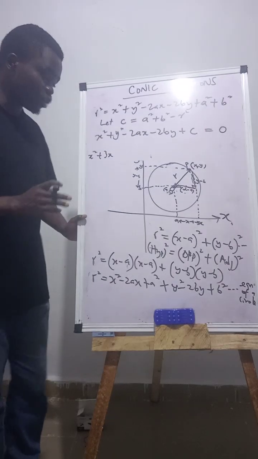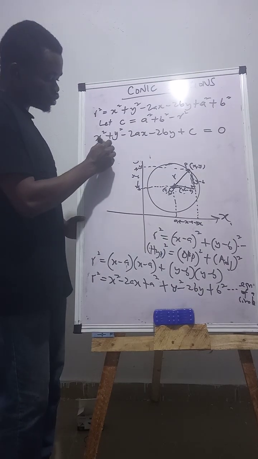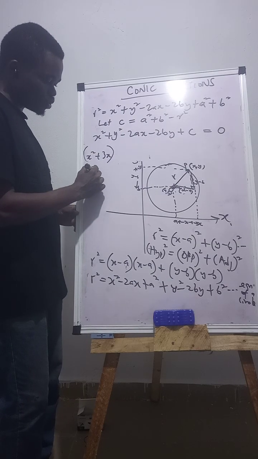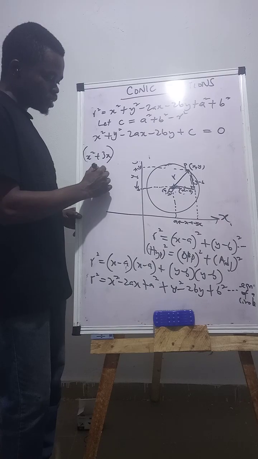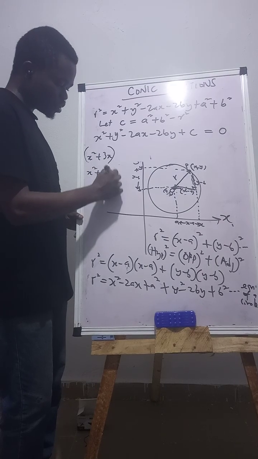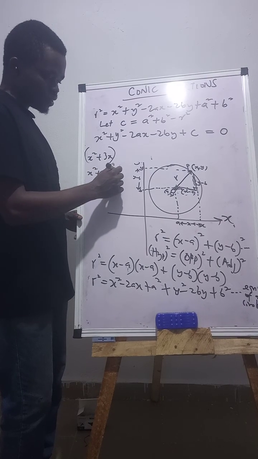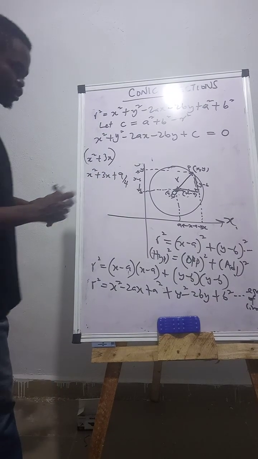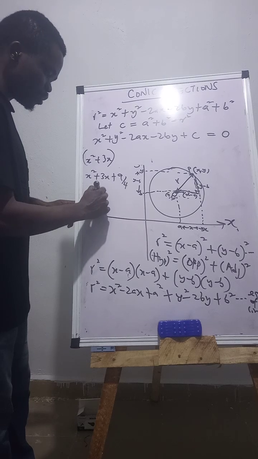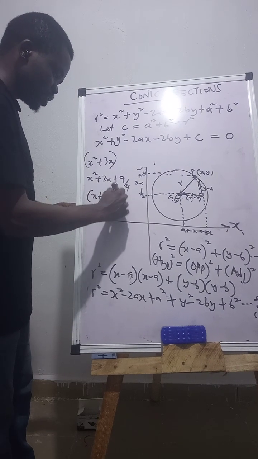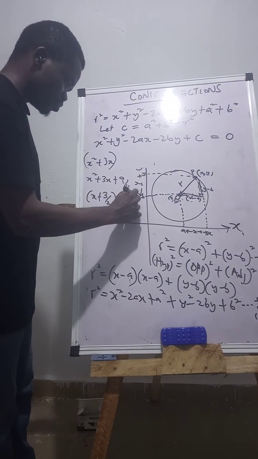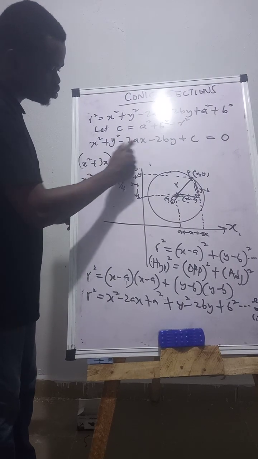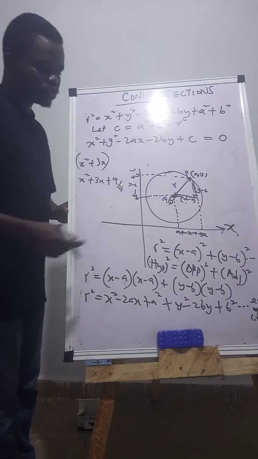I hope you are following. If you have to find the complete square of x squared plus 3x, we introduce a value: x squared plus 3x plus 3 over 2 squared, which will now be 9 over 4. This will now factorize to give us what? X plus 3 over 2, x plus 3 over 2. Remember, take note, whatever you add to this side, you also add to the other side.